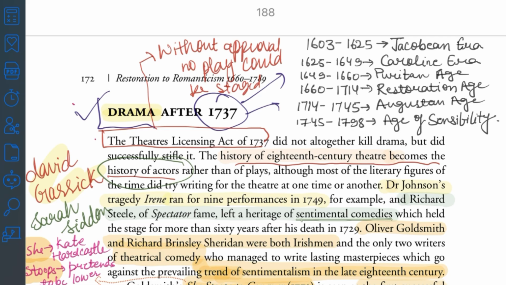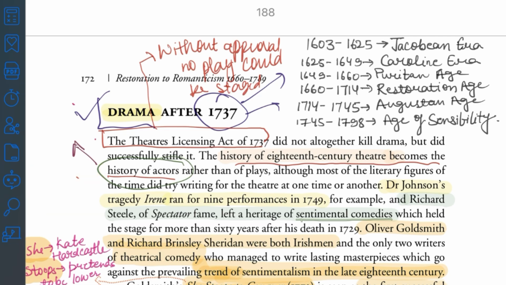So write the next name, John Philip Kemble. Write his name. He was the brother of Sarah Siddons. He was a very refined and classical actor, known for Shakespearean roles and a formal, dignified acting style.